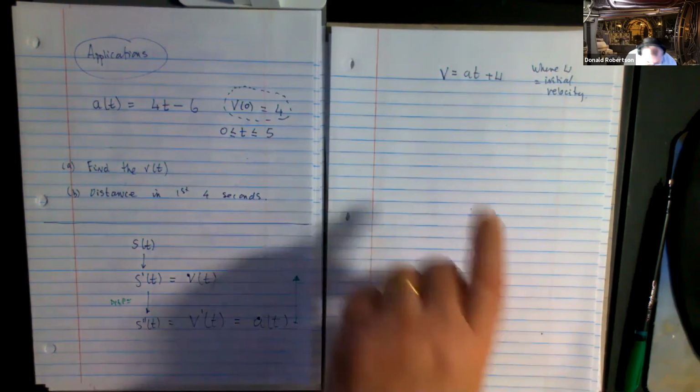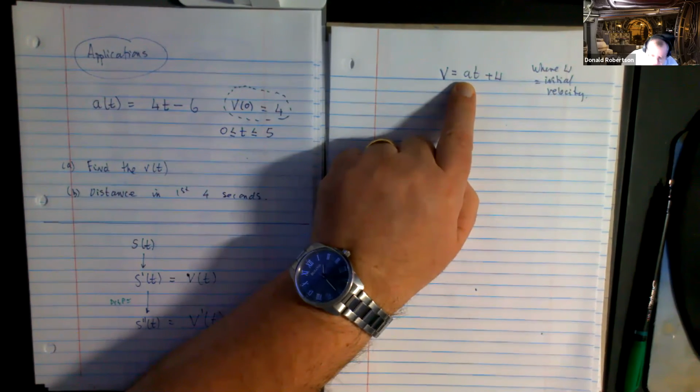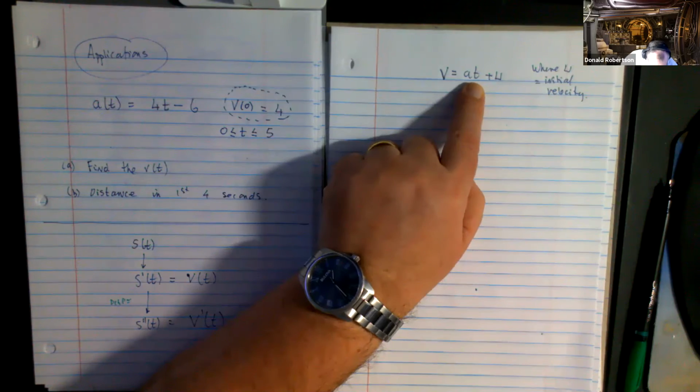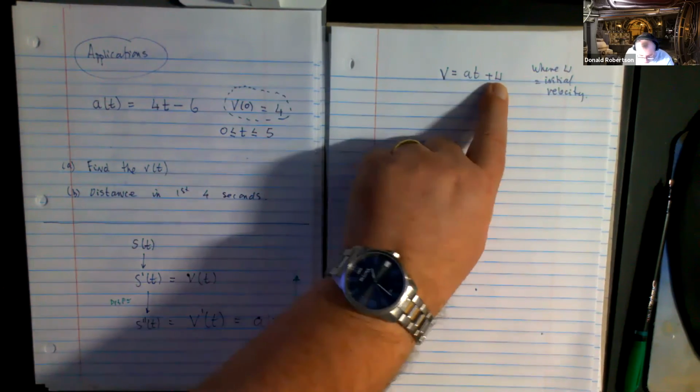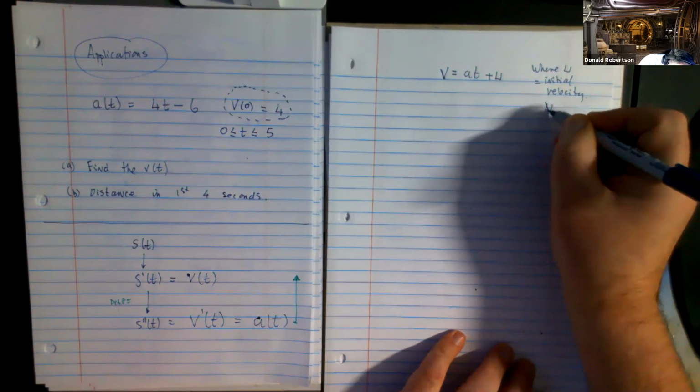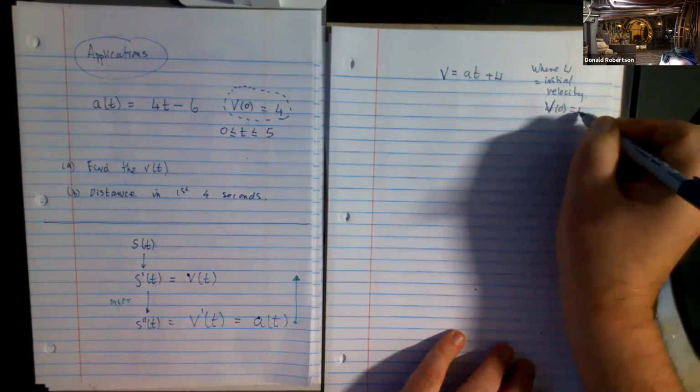So, a is acceleration, a fixed number. If you want to know what the velocity is after t seconds, it's at plus u, where u is the initial velocity. Initial velocity just means the velocity at time 0, right?